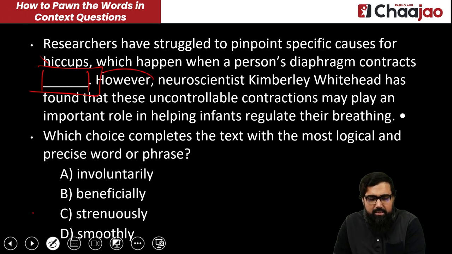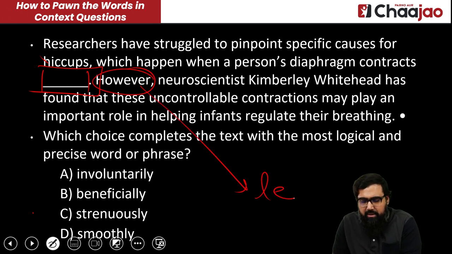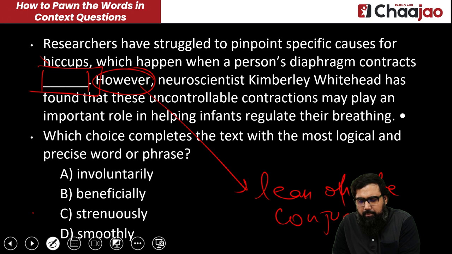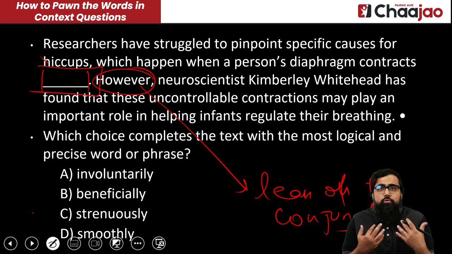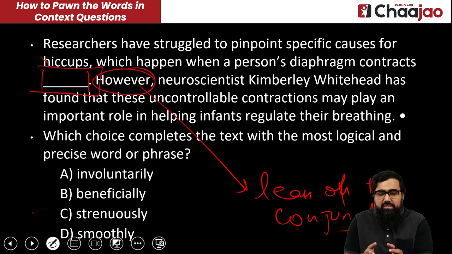However, now guys, you can lean on the conjunctions. Now these conjunctions are very important because they'll give you an idea of where this sentence is going. So if this is, however, we know that the second sentence has to be the opposite, and it will give us some idea of what's going on.